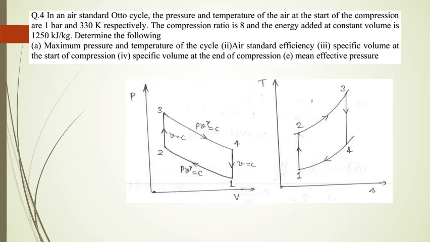Now the PV and TS diagrams for the Otto cycle have been drawn. Now 1 to 2 is a reversible adiabatic compression process. 2 to 3 is a constant volume heat addition process. 3 to 4 is a reversible adiabatic expansion process. And 4 to 1 is a constant volume heat rejection process.